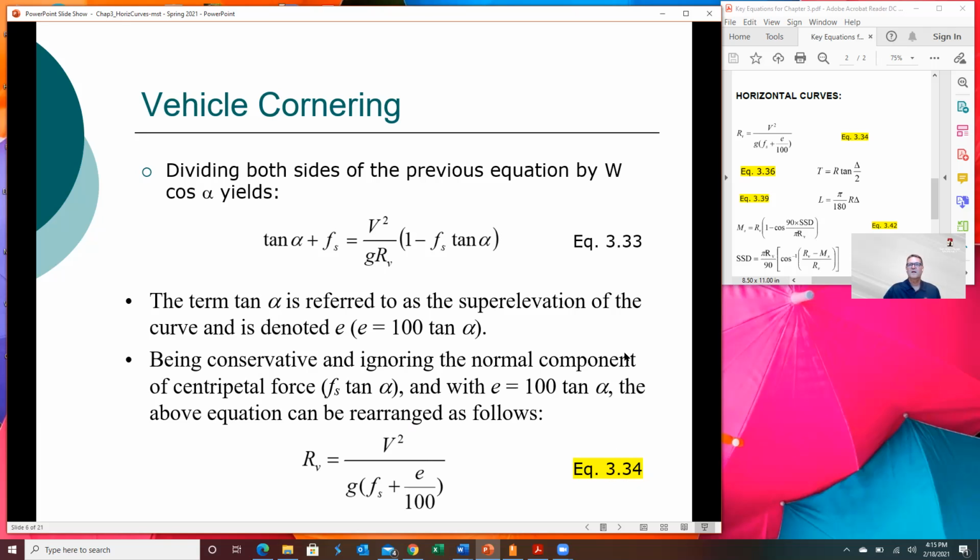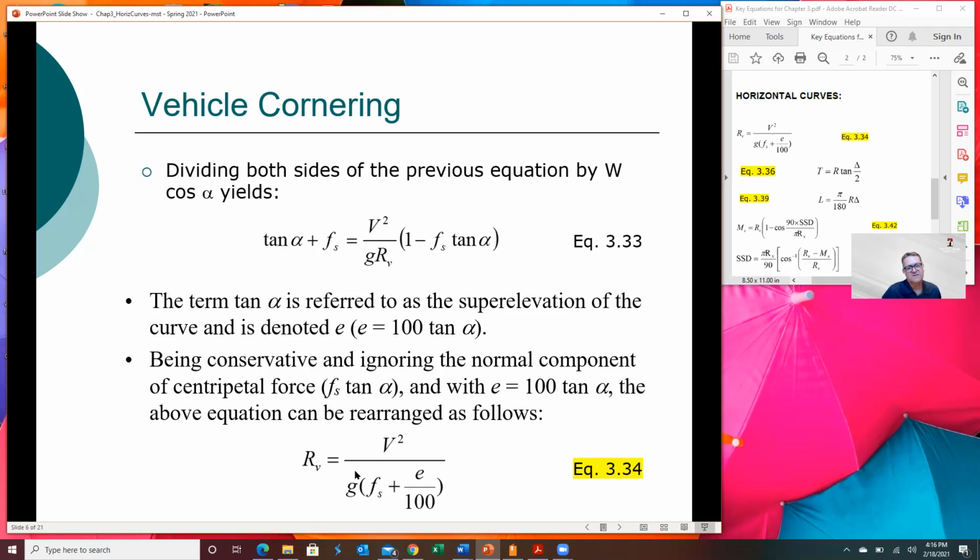This is the first one, and I've got it up here in the list of equations. For some reason my cursor changes to a funny symbol on a PDF file up here, but in any event, basically what it says is the radius of the vehicle's path, R sub V, is related to the speed of the vehicle, the coefficient of side friction, and the superelevation rate. So you can see how you can figure that out.